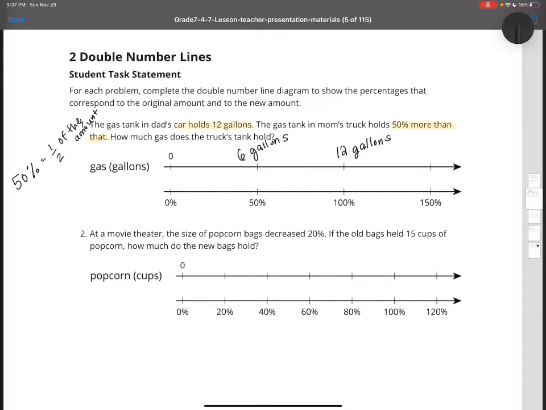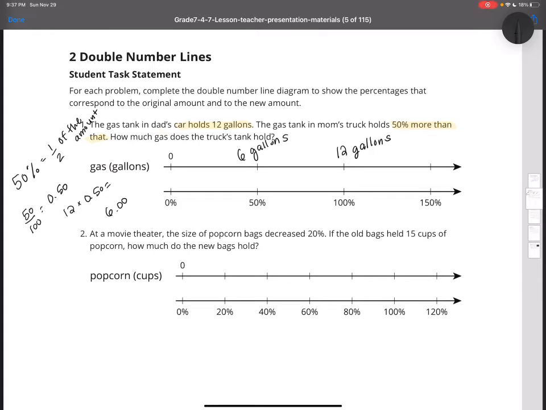So, what's half of 12? If you guessed 6 gallons, you are absolutely correct. If you could not guess 6 gallons, I'll do the math for you. Remember to convert percentages to decimals. 50 over 100 is equal to 0.50. And I'm going to multiply 12 times 0.50, and I should get 6.00. All right? Which is equivalent to 6 gallons.